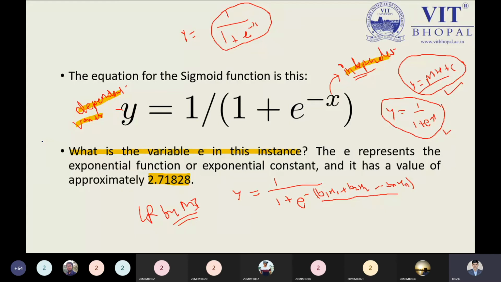What is the variable e? E contains some information. The value of e is 2.71828. This is the most important value, the exponential value we have to keep in mind. E is represented by 2.71. So I can say this equation as y equal to 1 upon 1 plus 2.71828 to the power minus x. Whatever x you want to put, you can put. So this is the equation, the formula of the sigmoid function. Now is it clear?